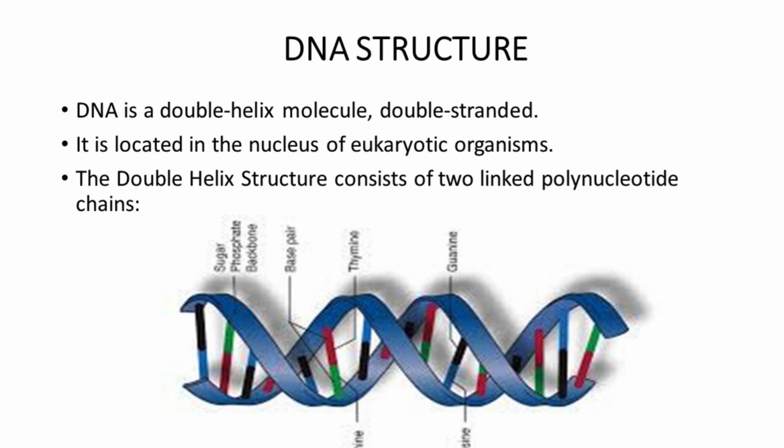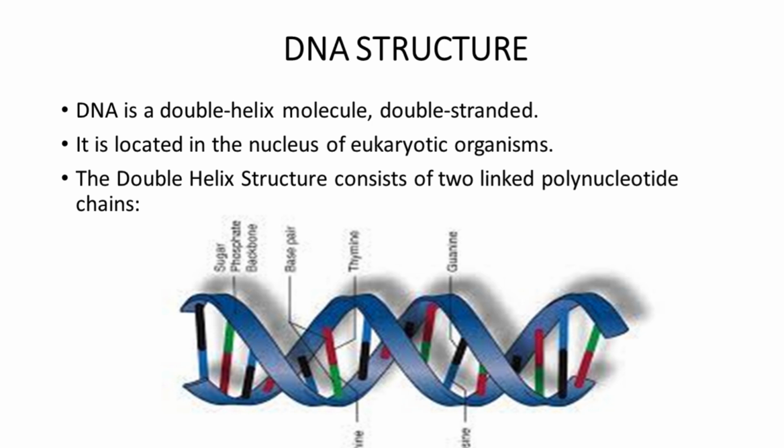In eukaryotic organisms, such as plants, animals, and humans, DNA is primarily found inside the nucleus of the cell. The two strands of DNA are made up of long chains called polynucleotide chains, which are linked together to form the complete DNA molecule. The slide explains that DNA, which stands for deoxyribonucleic acid, is the genetic material found in living organisms. It contains the instructions needed for growth, development, and reproduction.